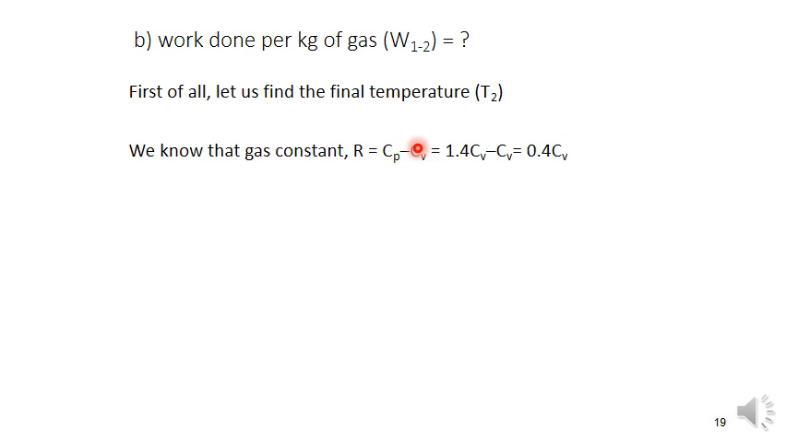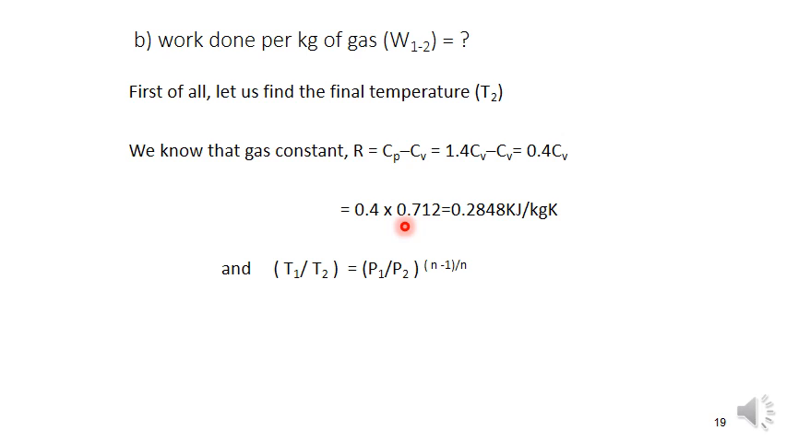Cp is equal to 1.4 Cv. The Cv value is already given. Already the Cv value is mentioned in the data, so we will get the R value. R is equal to 0.4 into 0.712, that is 0.2848 kilojoule per kg Kelvin. Both Cp and Cv are in kilojoule per kg Kelvin, so the R value should also be in kilojoule per kg Kelvin.